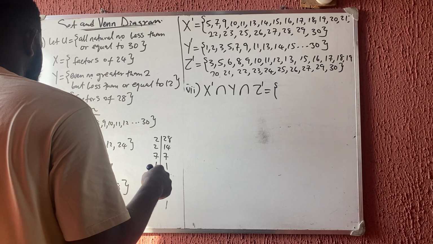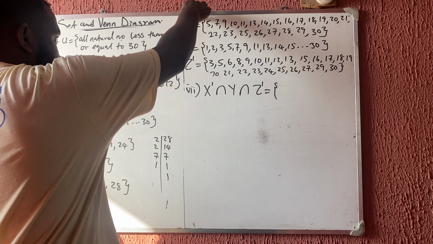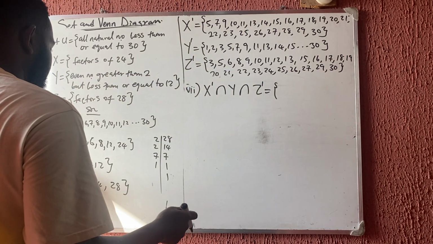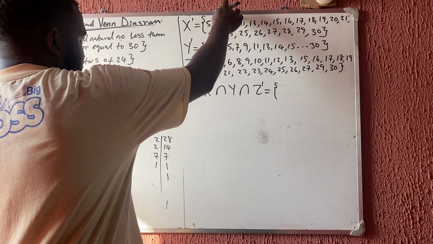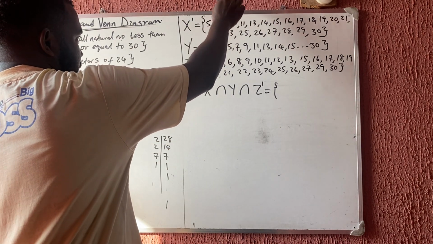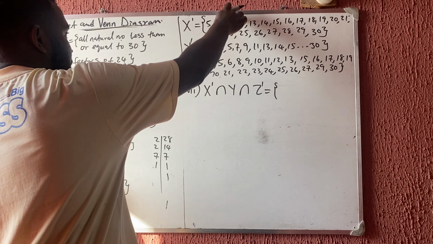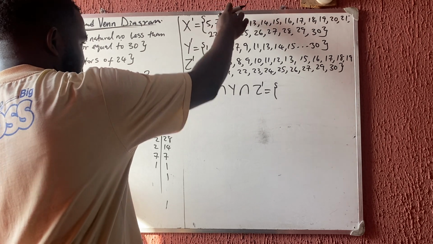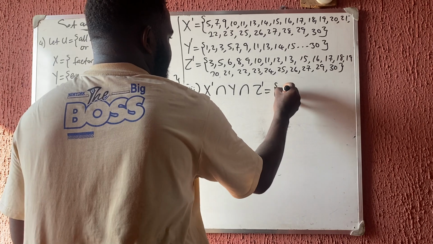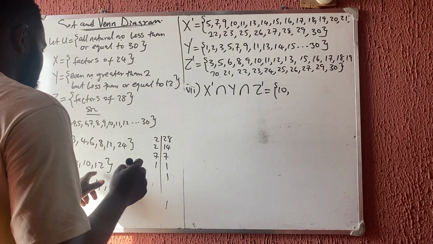Sorry. 4 is here. 4 is not here. And 4 is not here. So it's not among. 6 is here. 6 is not here. It's not among. 8 is here. 8 is not here. It's not among. 10 is here. 10 is here. And 10 is here. So 10. So the next person, 12 is here.